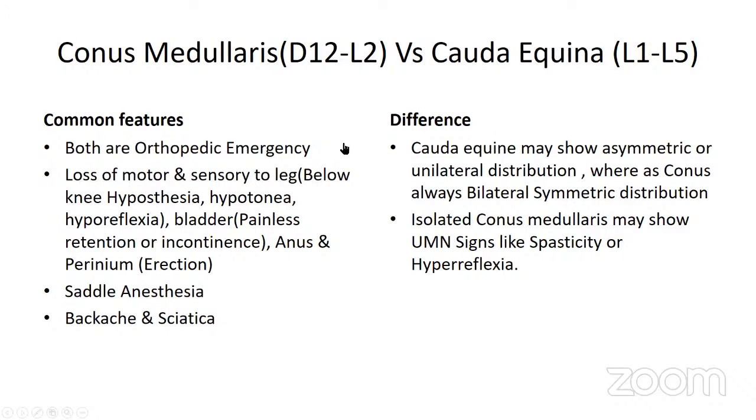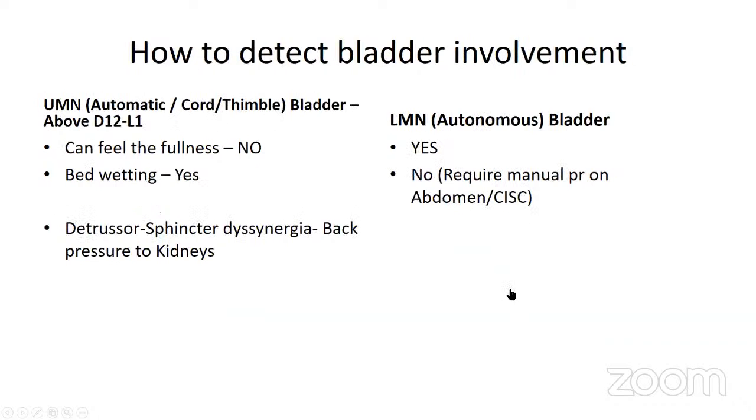So how to differentiate between the conus medullaris and the cauda equina? See, the cauda equina may cause an asymmetrical problem or unilateral distribution. Whereas the conus, as it is in the central part of the spinal cord, always has a bilateral symmetrical distribution. Isolated conus medullaris may show UMN signs like spasticity or hyperreflexia. How about the bladder involvement? The bladder may be of the upper motor neuron type when there is a lesion above T12 L1. Basically, the sensory supply of the bladder comes from L1, L2, whereas the motor supply, the detrusor, is supplied by the nerve roots S2, S3, S4.